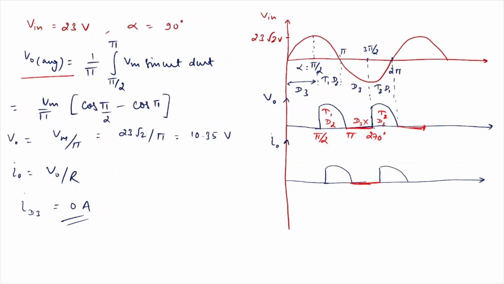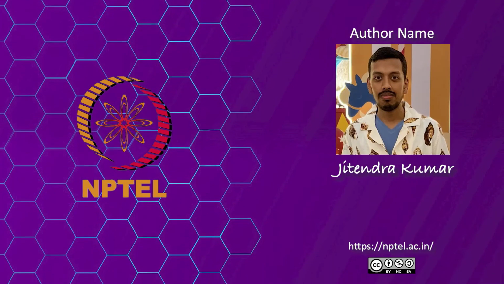If you try to calculate V naught average, since the conduction is happening between pi by 2 to pi, it is 1 by pi times the integral of Vm sin omega t d omega t, and you will get V naught of 10.35, and I naught average is V naught average by R. But D3 is not conducting due to the resistive load. Hence, ID3 would be 0. Thank you.